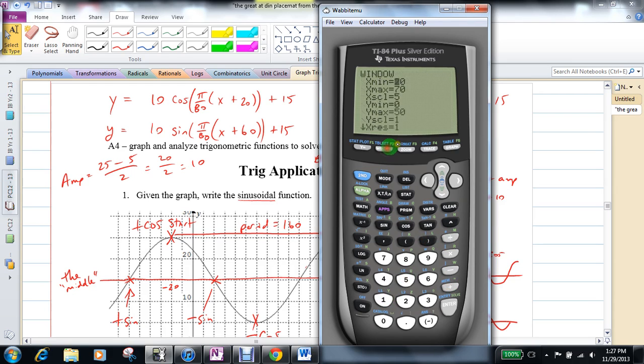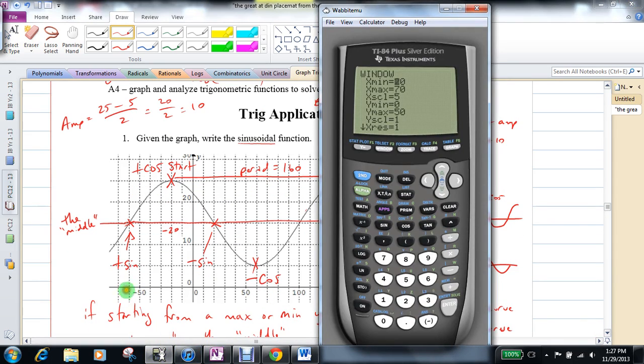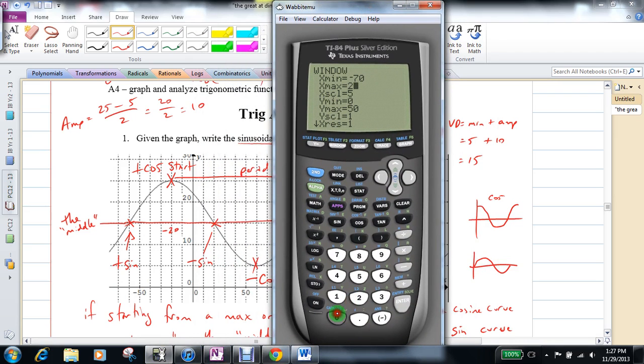Now before you go to the graph, of course, we always want to check out our window. And I just recommend using a window similar to what the graph paper is for what I've given you. So I gave you a graph paper that's running from negative 70 over to somewhere around 200. And I may as well put it in the same scale, which was 10. And my y values went from negative 5 to a y maximum of 30, and in a scale of 5.